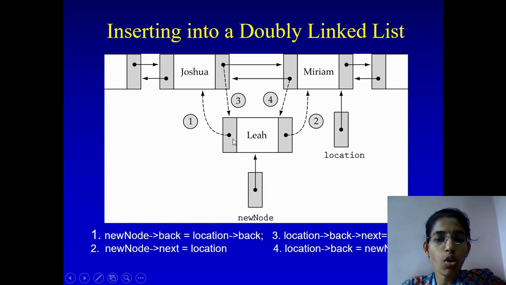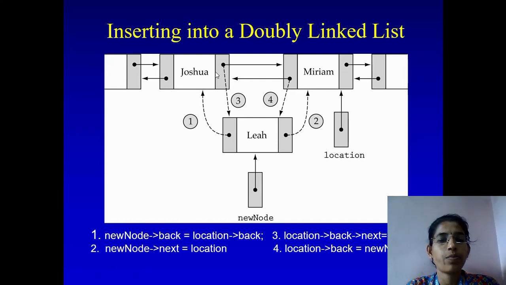So now what happened? New node back equal to location back. My location is 2. So what is the back side of 2, what is its previous position? How can I find it? Using the location back pointer. Whichever node is pointed to by location back is also pointed to by the new node's back pointer.